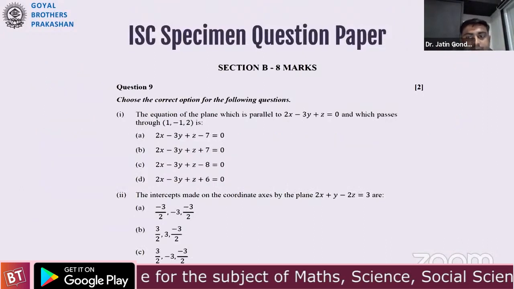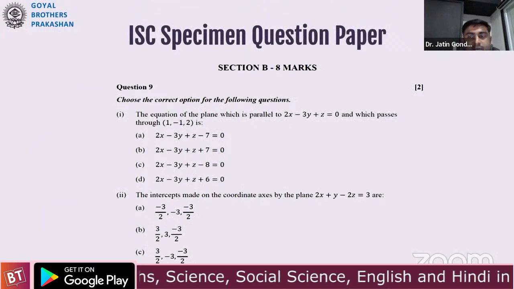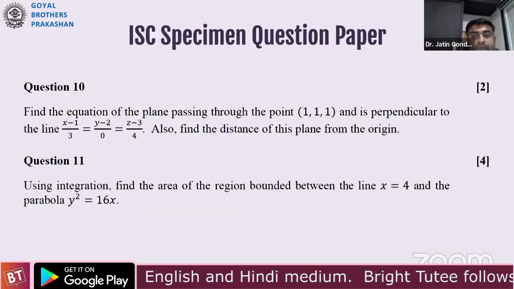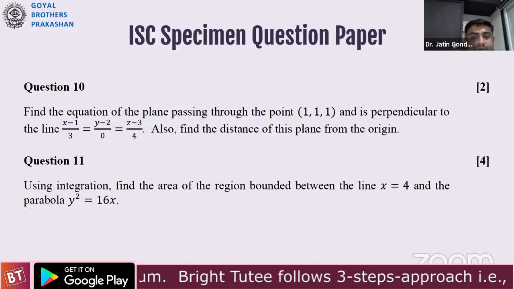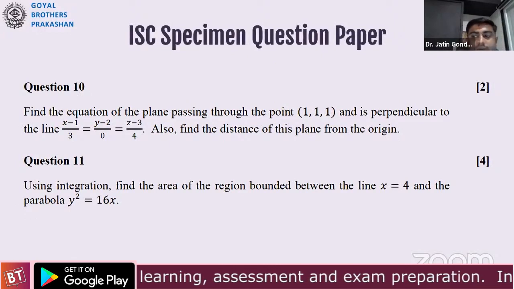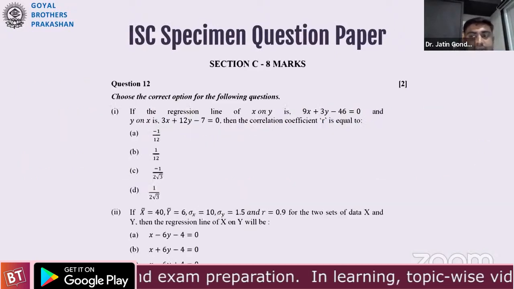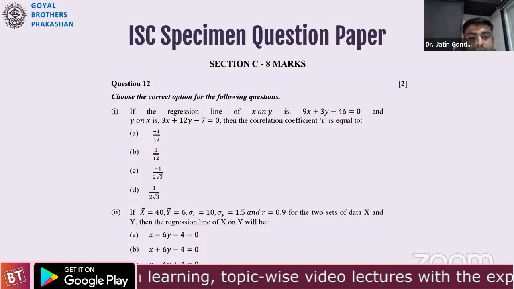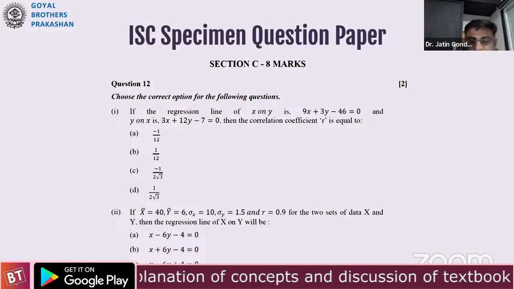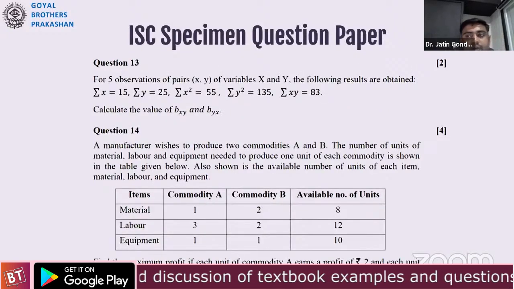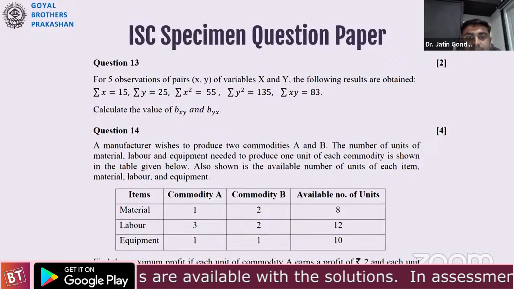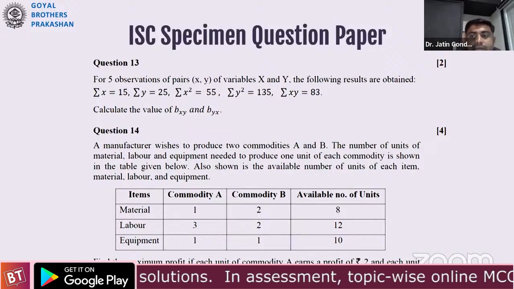In Section B, there are 1 mark questions. The first question is from plane, the second question is also from plane, and then question 10 is a 2 marks question from plane, and question 11 is from application of integral, that is area under the curve. It is a 4 marks question. In Section C, there are 2 questions of 1 mark. Both the questions are from linear regression. Question 13 is a 2 marks question on linear regression, and question 14 is a linear programming problem, which is for 4 marks.